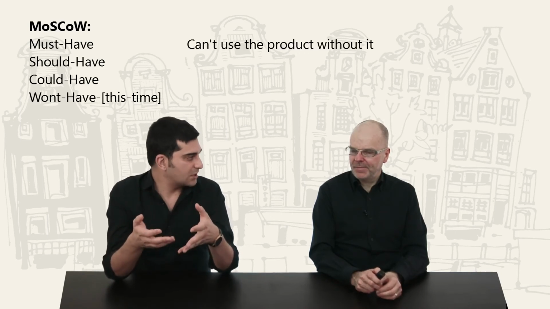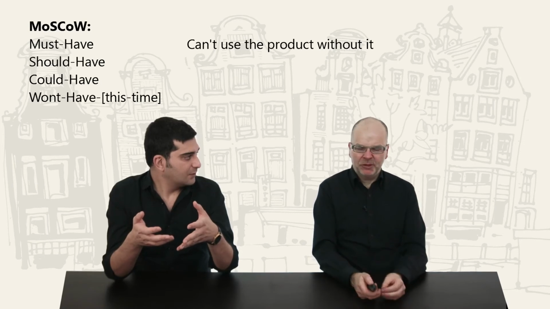And in case you don't know, in MoSCoW prioritization, we have must have items, should have items, could have items, and won't have this time items. A must-have is something that you need to have in your product, otherwise you won't be able to use the product. Yeah, it won't be a usable product. Okay.